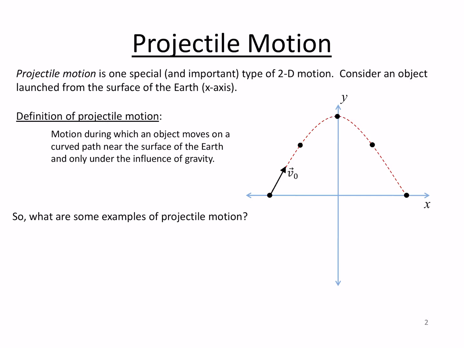So, the definition of projectile motion, there it is in text. It moves along a curved path, specifically a parabolic path, near the surface of the Earth and only under the influence of gravity. This might sound at least a little familiar, and that's because when we were describing objects in free fall, so we dropped a ball or we threw a ball straight up into the air or something like that in 1D motion, we said the condition for free fall is when an object is only under the influence of gravity.